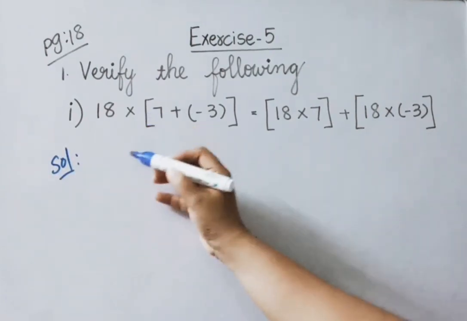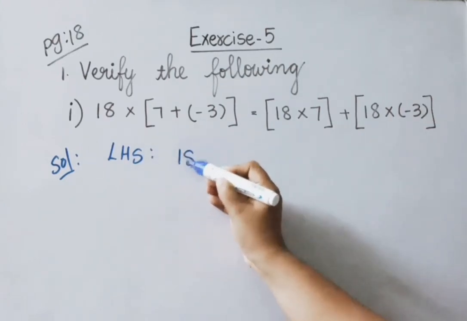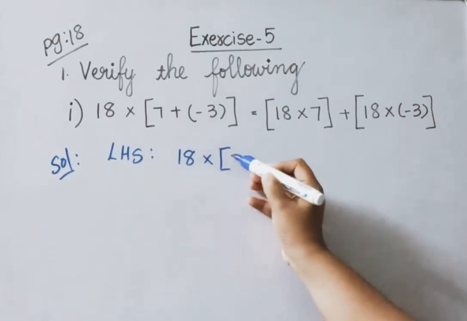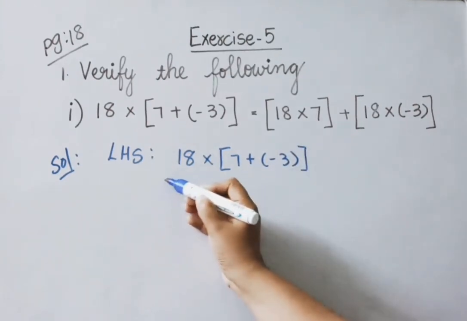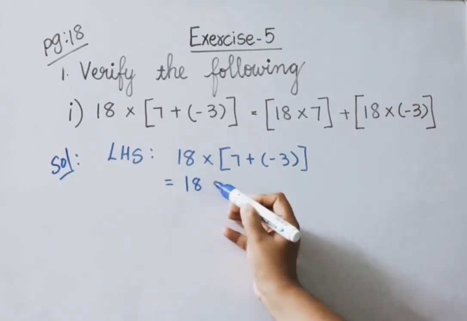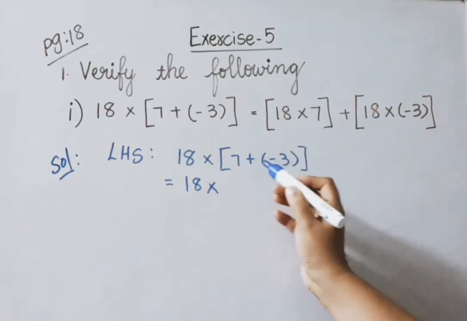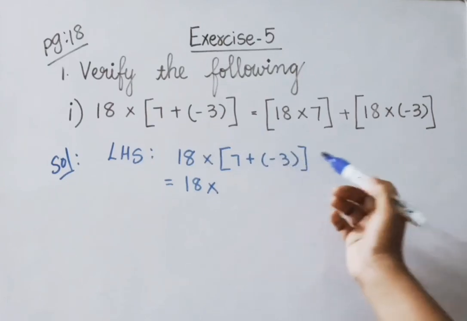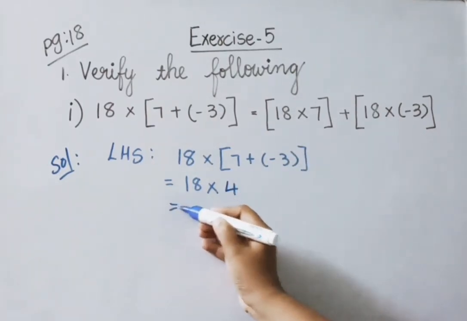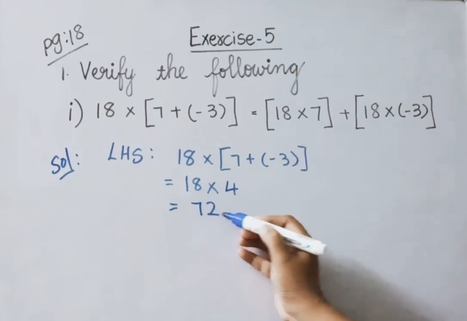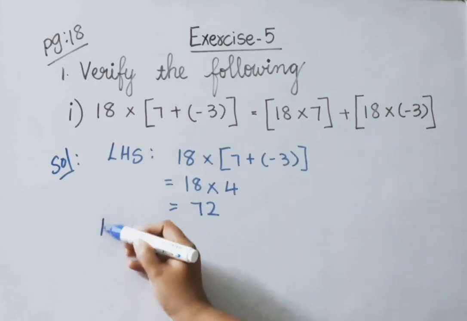So let us take the left hand side, that is the LHS part. 18 into (7 plus of minus 3), that equals 18 into, first we have to solve the value present in the brackets. 7 plus of minus 3, plus of minus means minus. 7 minus 3 is 4. 18 4s are how much? 72.